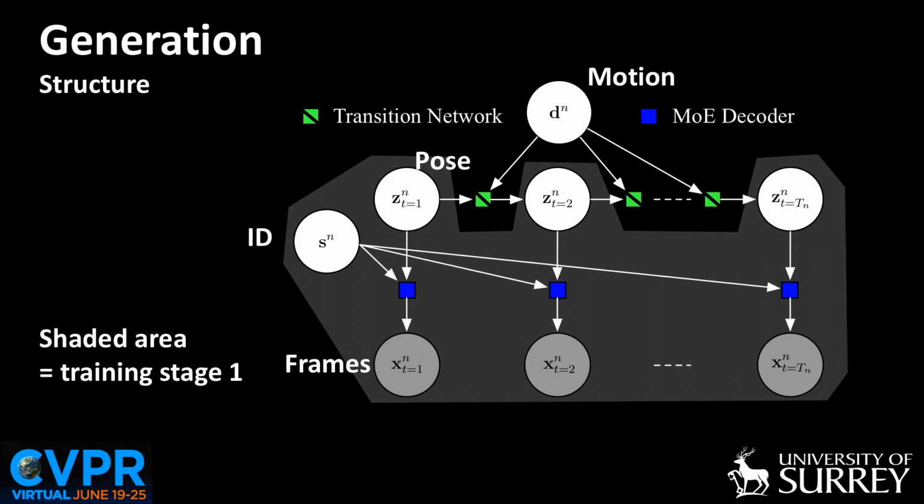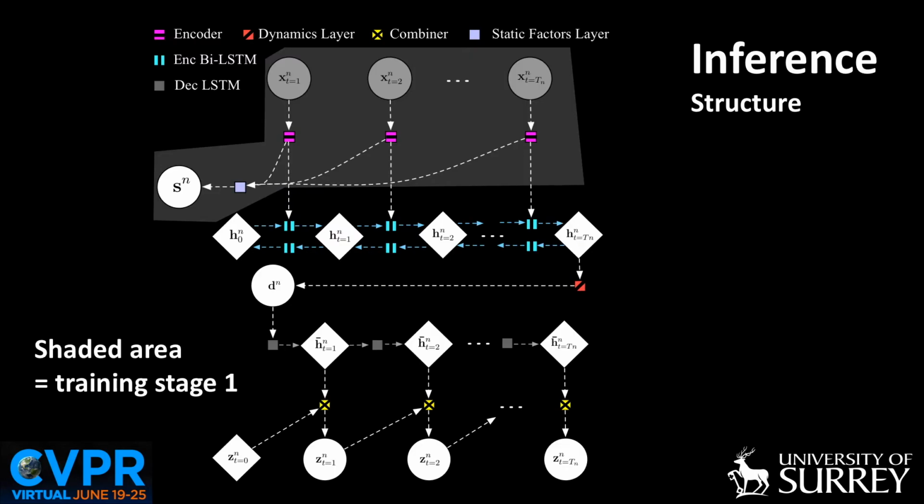More on this later. This is the inference model. Frames are used to infer the average latent ID over a sequence, Sn. Frame-by-frame hidden vectors are used as the input to a probabilistic sequence-to-sequence network which summarizes the latent motion Dn, which in turn is used to infer the latent poses Znt.